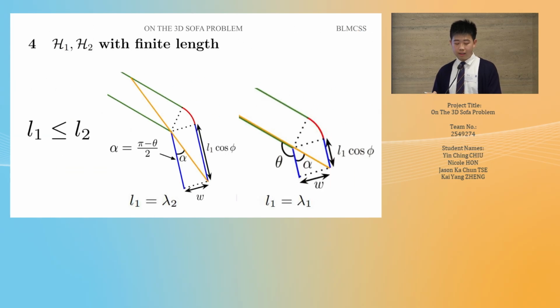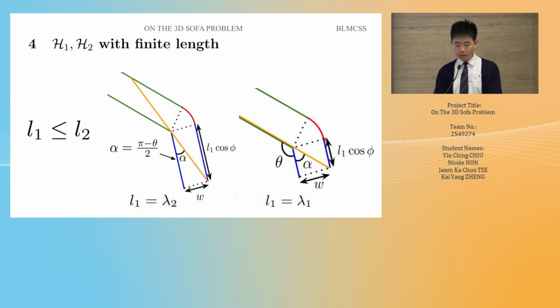We first generalize the lengths L1 and L2, which are the lengths of H1 and H2. And without loss of generality, we may assume that L1 is smaller than L2 because the hallways are symmetric, so we can swap them. And here, the longest line touches H1 at lambda 2. And then for L1 longer than lambda 2, the object constraint is still at the middle angle, which is alpha equal to pi minus theta over 2, and therefore is exactly the same as the infinite case. Therefore, we don't need to consider this case.